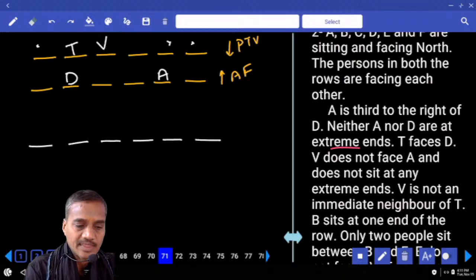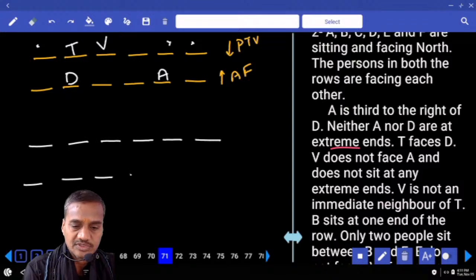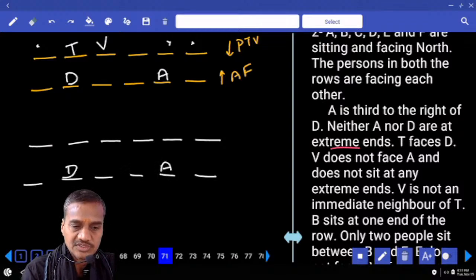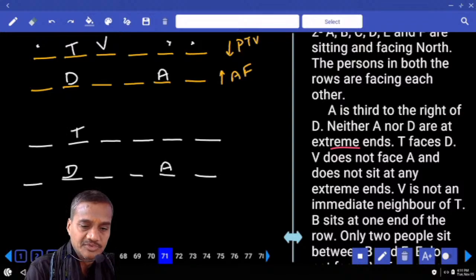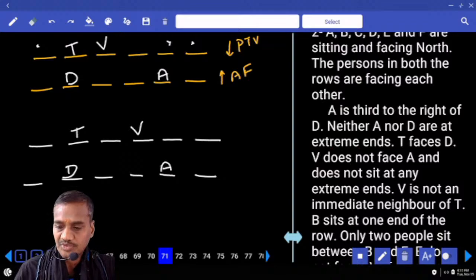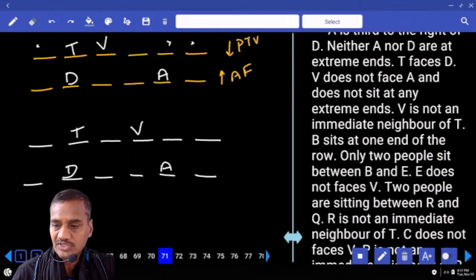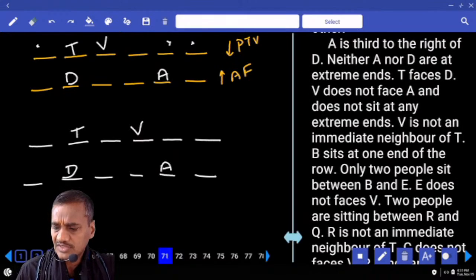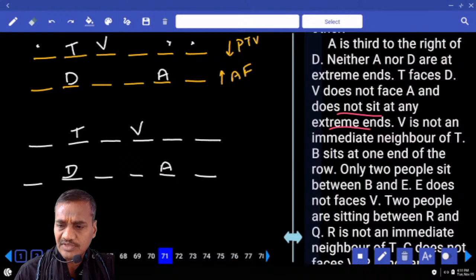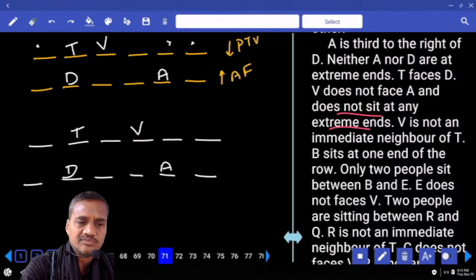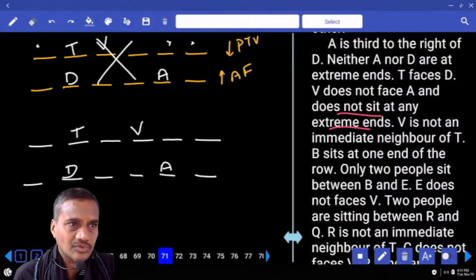Here again there are 6 positions: 1, 2, 3, 4, 5, 6. Now D is here and A is here and T and D are opposite, and V can be at this place. There are two possibilities for this V. And V is not an immediate neighbor of T. As V is not an immediate neighbor of T, this case is completely ruled out.